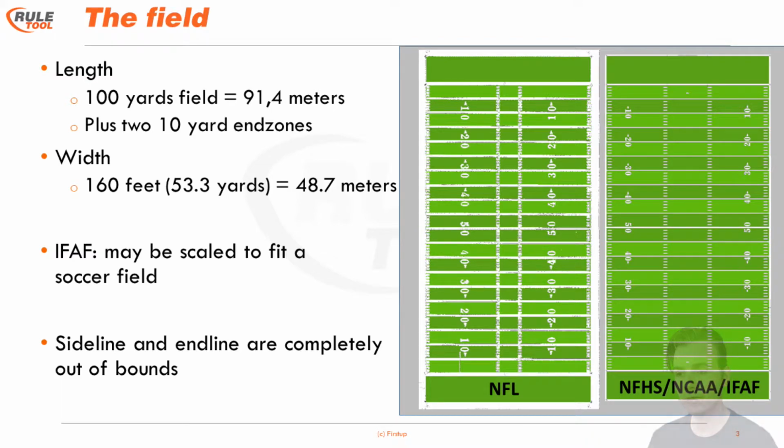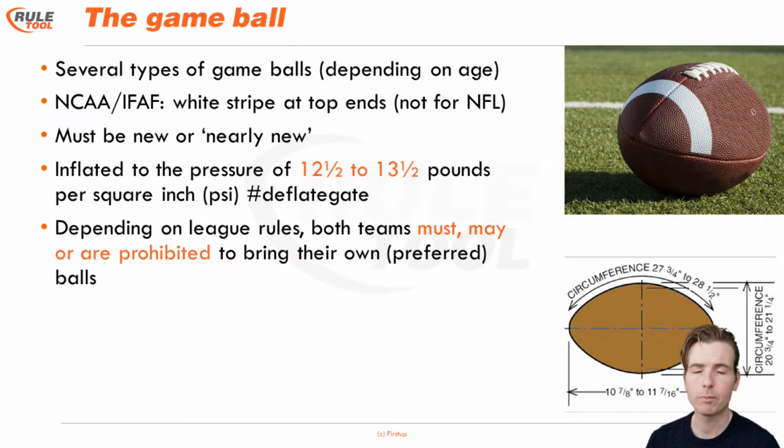As you can see, I created two diagrams, the NFL field and the field used for NFHS, NCAA and IFAF. The fields don't really differ a lot, just the field markings differ, which affects the play a little bit, but other than that the basics are the same. The field measures 100 yards, which is about 91 meters, plus two 10-yard end zones. So those sizes are the same for NFL and NCAA IFAF. So let's proceed to the ball we're playing with.